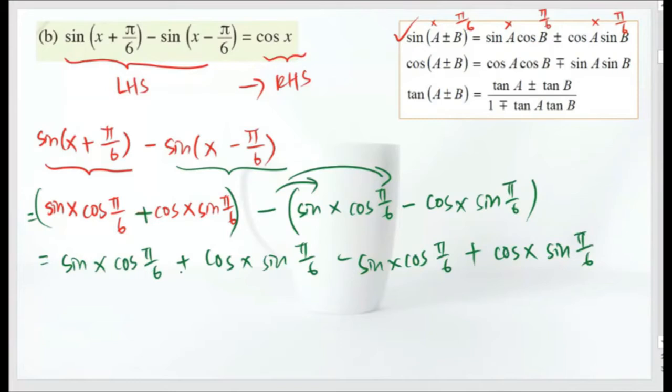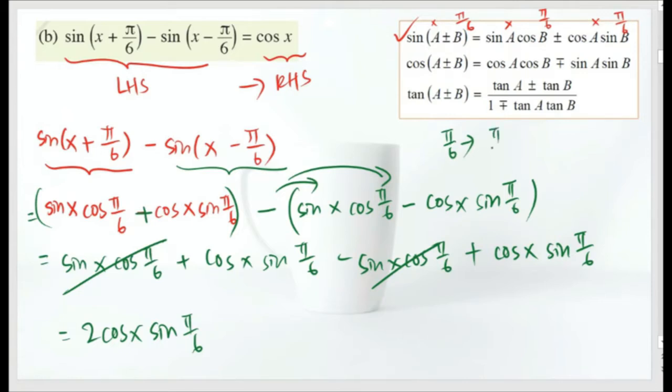So sine x cos pi over 6, sine x cos pi over 6, these two the same, right? This one and this one become 0 already. Then this one plus this one becomes 2 cos x sine pi over 6. But this is not the simplest form. So what is the value for sine pi over 6? Pi over 6 equal to how many degrees? Radian change to degree, multiply by 180 over pi. Yes. So it's 30 degree. Pi over 6 is 30 degree.